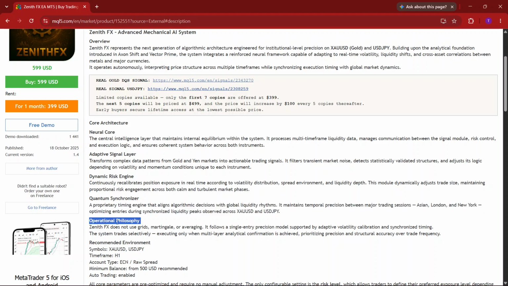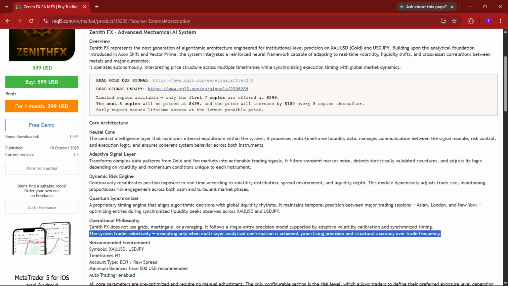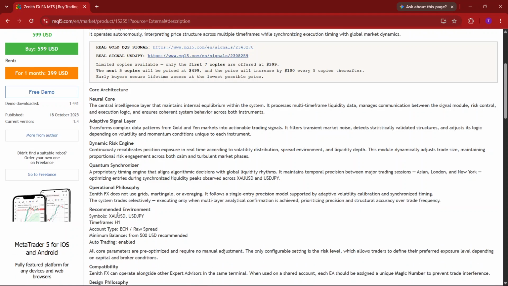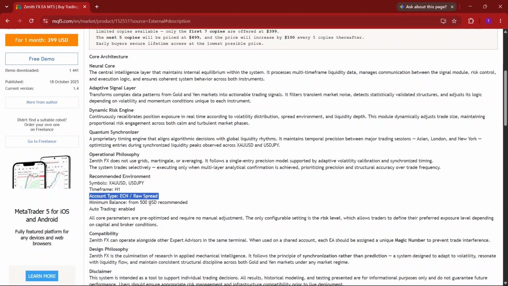Now they're very clear that this is not a grid, martingale or averaging system, and its operational philosophy is single entry precision, only when multi-layer confirmation is achieved. It prioritizes structural accuracy over trade frequency. Now over to the recommended symbols and timeframes. We have gold USD or USD Japanese yen on the H1 time frame, preferably ECN or raw spread account type. Your minimum balance is recommended to be from 500 USD and above, and it has auto trading enabled.